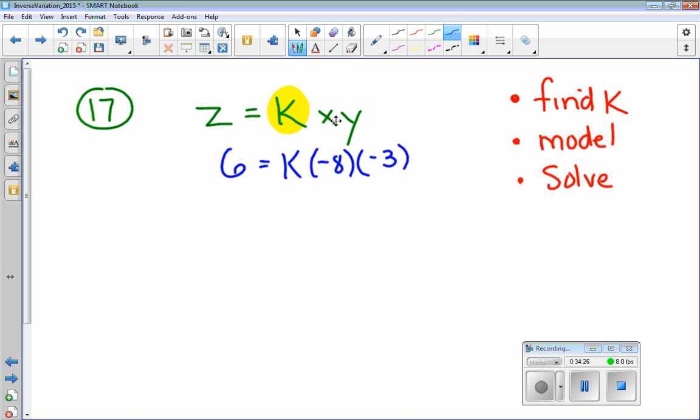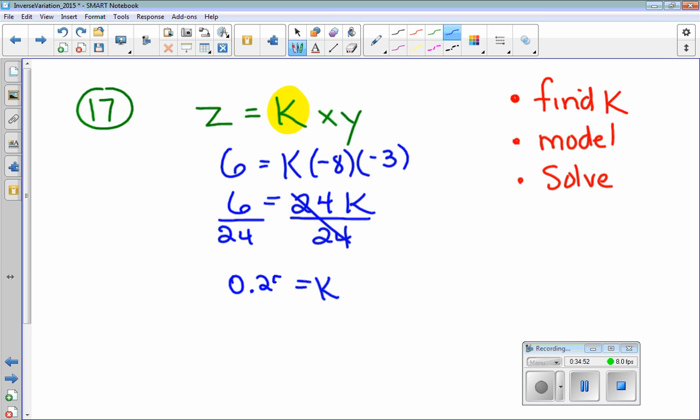So now I'm going to solve for K. What is -8 times -3? Positive 24. I need to solve for K. How do I get it alone? K is not 4, by the way. Divide by 24. What is 6 divided by 24? 0.25. Now, you can leave it as 0.25. You can write it as a fraction. Either way is okay. I don't care. So I found my K.